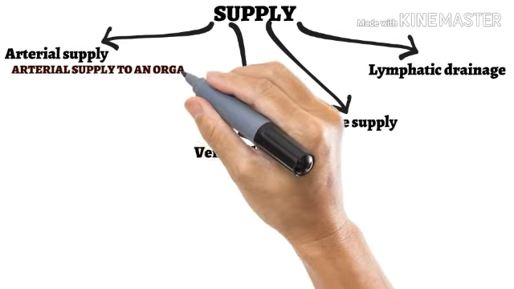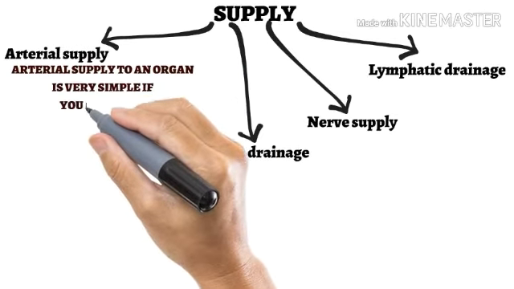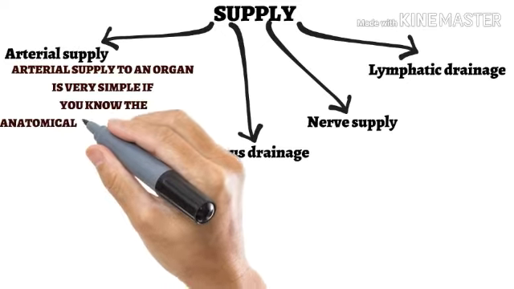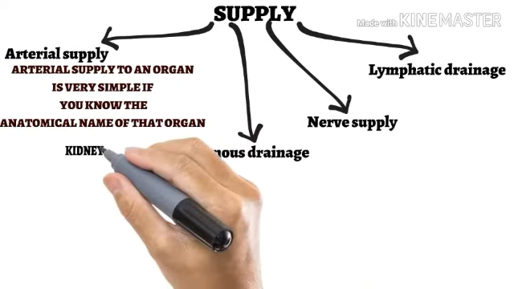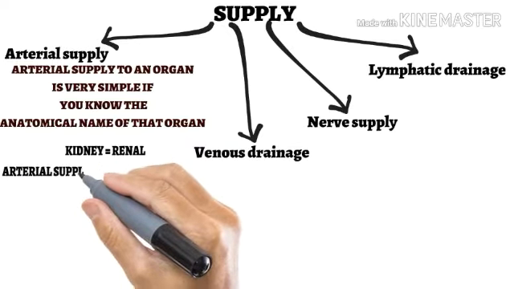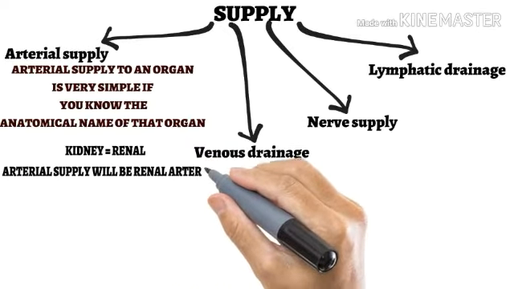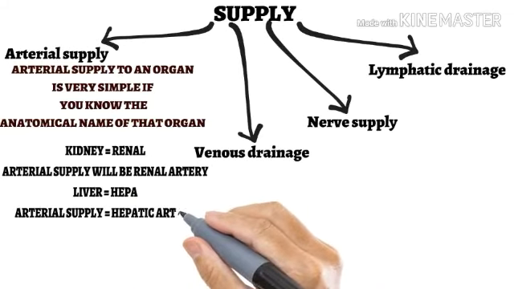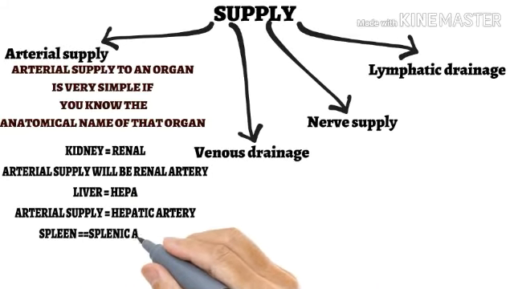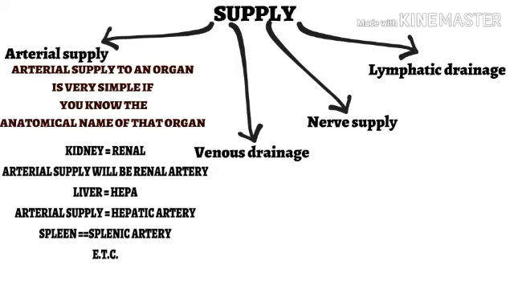The arterial supply to an organ is very simple if you know the anatomical name of that very organ. For example, we are using the kidney. So the arterial supply to the kidney is the renal artery. So the arterial supply will be an artery, as I've said. The anatomical term of the liver is hepa, so it is the hepatic artery. The anatomical term of the spleen gives the splenic artery as well.